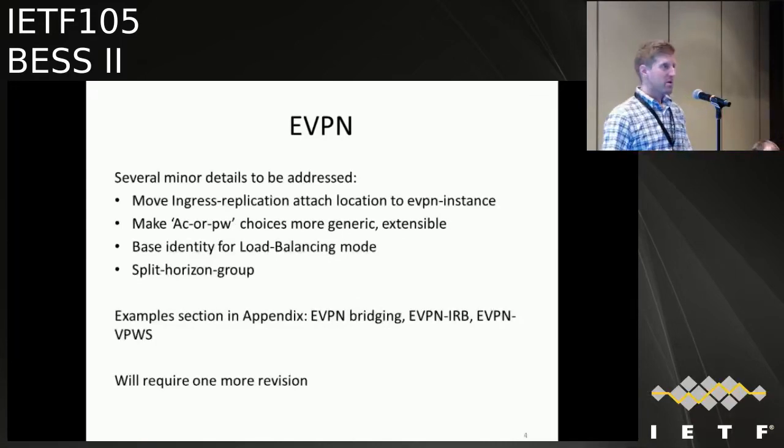For the EVPN model, it's less complete, so it still has several minor updates to be made. So we do have a list of those. The more striking examples are, for example, moving the ingress replication to be attached per EVPN instance rather than the way it's currently defined, which is global in the model. And as I mentioned previously, some of the things like AC or pseudowire choices should be made more generic to be extensible in the future.